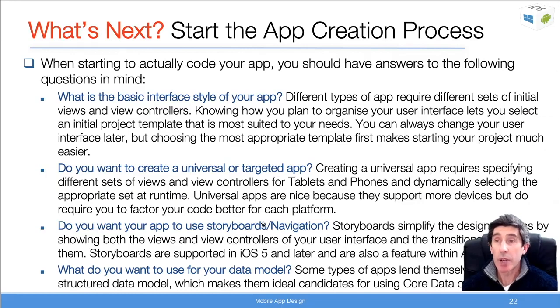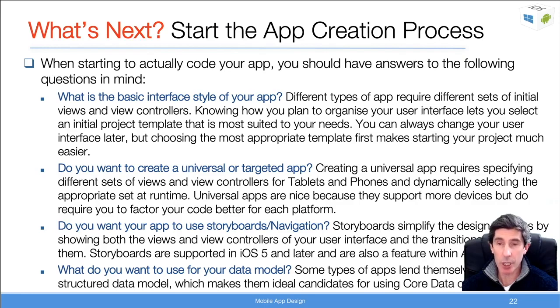In terms of starting the app creation process, you've gone beyond that, and you've had your basic idea, you've decided on the data model, you've decided on what the UI might look like, and whether you need any specific components. So now, when you start to actually code your app, you should have answers to the following questions. I'll give you a quick version there. The four questions to ask yourself: what is the basic interface style of your app? Do you want to create a universal or a targeted app? Do you want your app to use storyboards or navigation? And finally, what do you want to use for your data model?